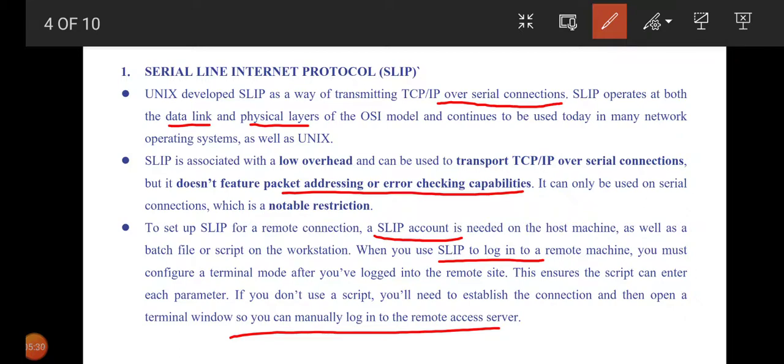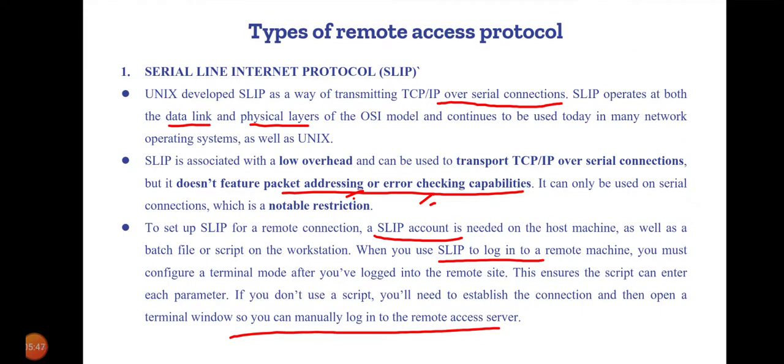However, we have to make sure that our data is not very important or confidential, because since it will not have any packet addressing or error checking capabilities, there might be a chance that our data might be corrupted.